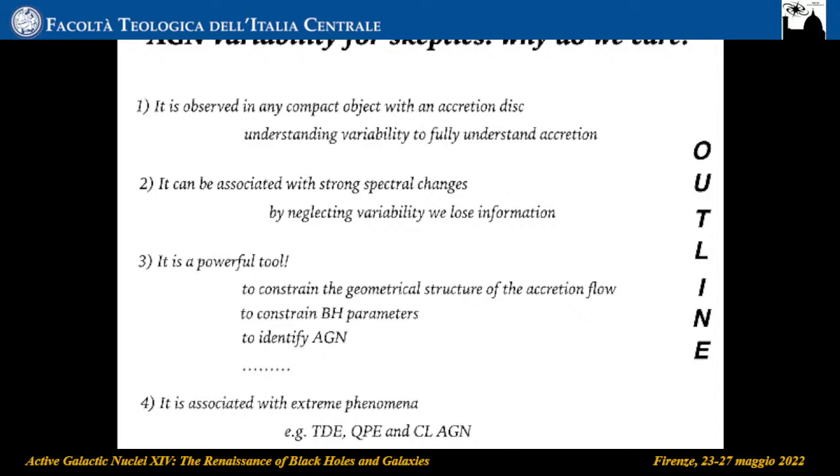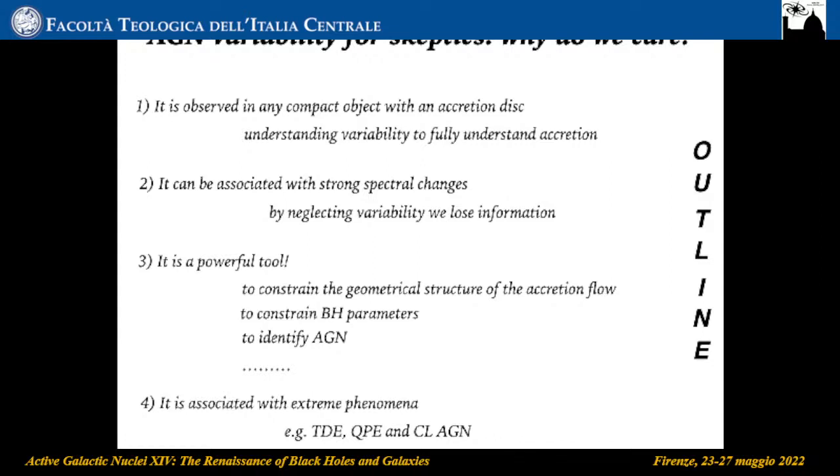Okay, so first of all, why is variability important? I selected a few reasons that, to me, make variability important, and this is also representing the outline of my talk. So first of all, we observe variability around any compact object having an accretion disk, and this is telling us that variability is a fundamental property of the accretion process. So we need to understand variability to fully understand accretion.